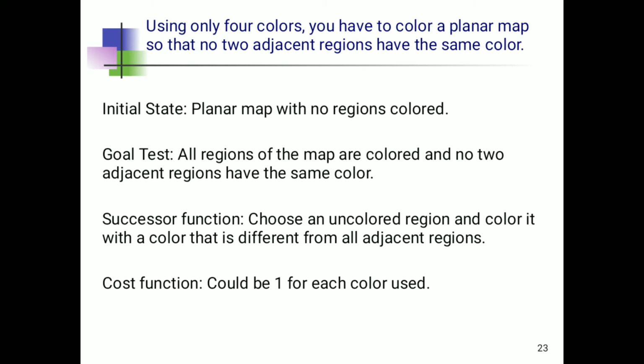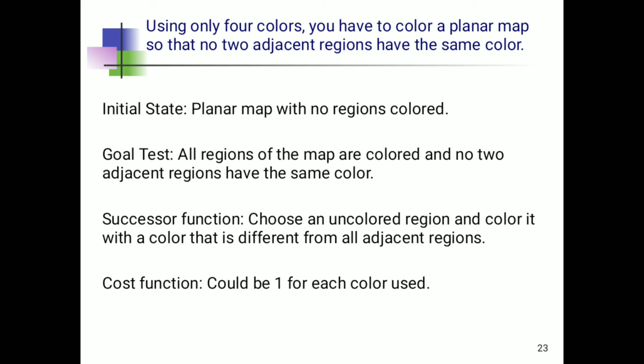Now what can be my initial state? The planar map with no regions colored. So initially the planar map with no colors. Then what will be my goal test? The goal test is all regions of the map are colored and no two adjacent regions have the same color. So this criteria is already given in the problem and that is my goal test.